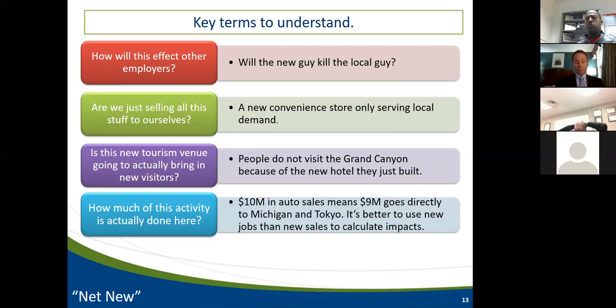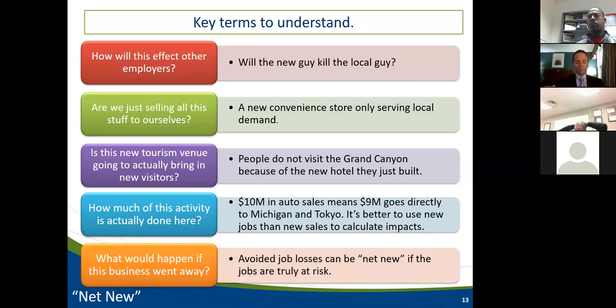Then one of the big ones, this applies particularly to manufacturing, but there's other industries it applies to, is how much activity of this business is actually happening here. So you might have a new automobile dealer in your community, and they're going to do $10 million in sales. But of course, almost all of that money is to purchase the cars that they resell, and they're only adding on the margin. So $9 million of that $10 million in your community is actually leaving it to go to Detroit or go to Tokyo or whatever, or Mexico, where the manufacturing is actually happening. And you're getting just the local margin.